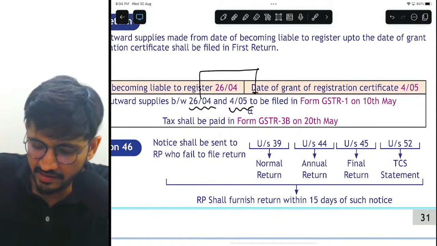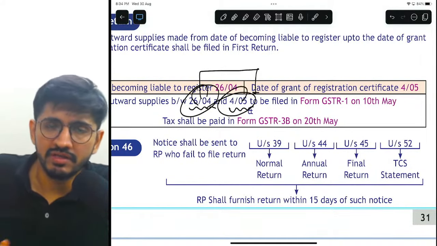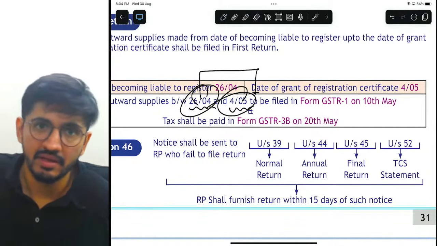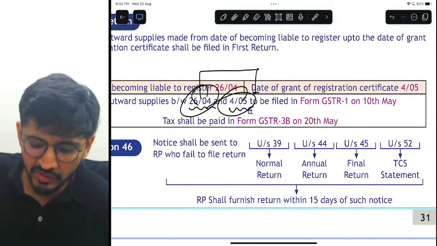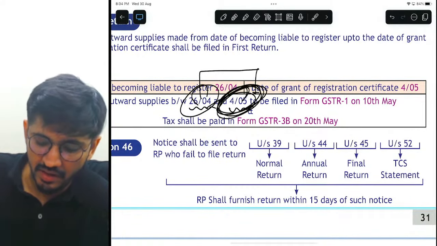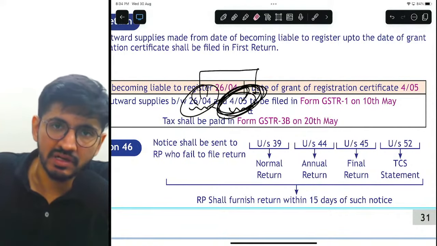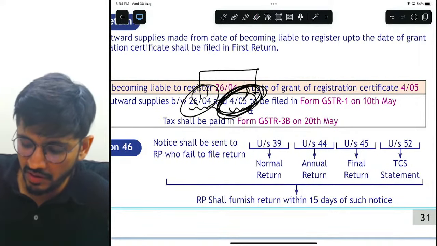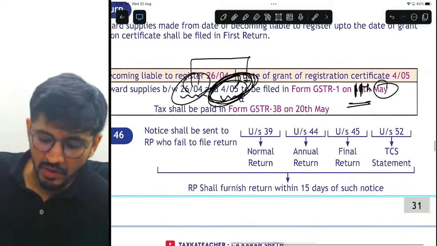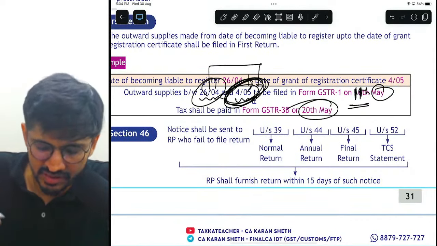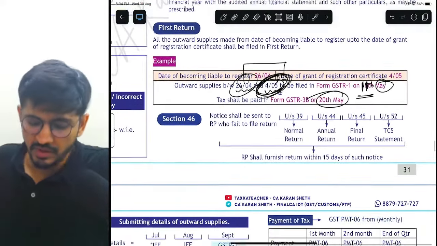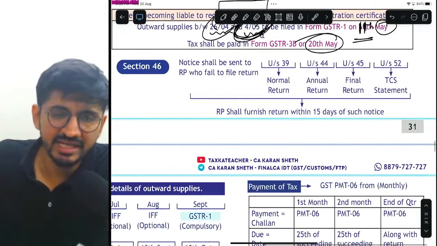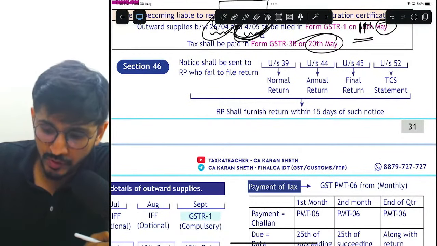On the 11th of the next month and 20th of the next month that arrives. For example, if the outward supply that we need to capture is between the date of becoming liable to register up to the date of grant of RC, in this case, understand the 4 days that you have for the month of May, even though the transactions are in May, doesn't matter. I will have to capture the details of the same on 11th of May. Please correct this, 11th of May. And you will file GSTR-3B for the same period on 20th May. Got it? Perfect.